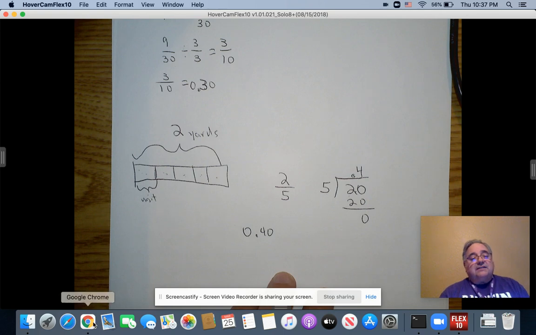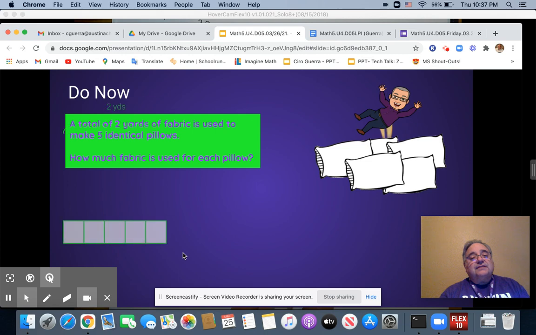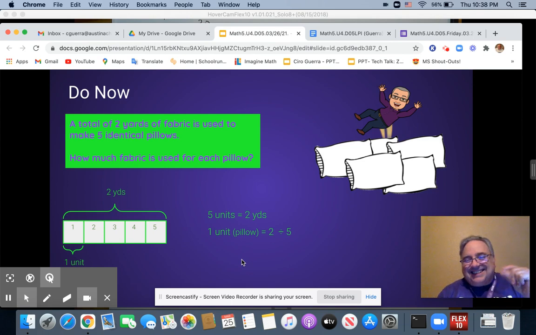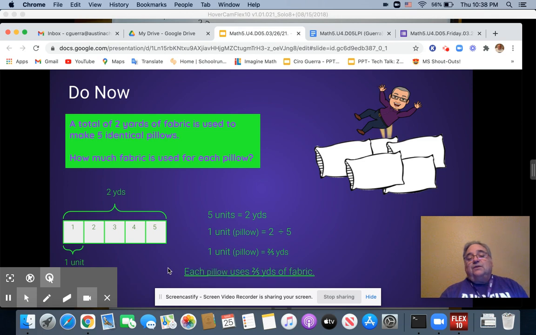So let's get back to see how I worked it out here. Took my 2 yards. I said I have 5 units that equal 2 yards. I need to find 1 unit, so I'm going to have to divide 2 by 5. So my answer is... excellent. Yes, it is 2/5. So how much fabric is used in each pillow? 2/5 of a yard is used for each pillow.